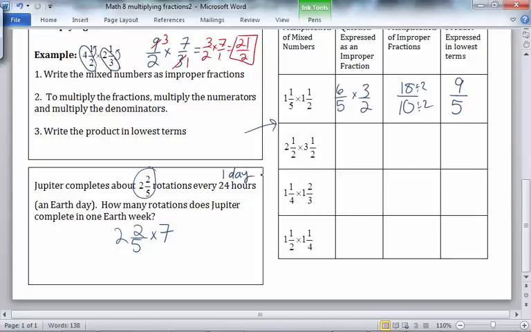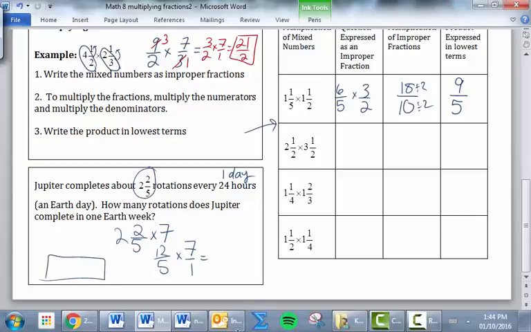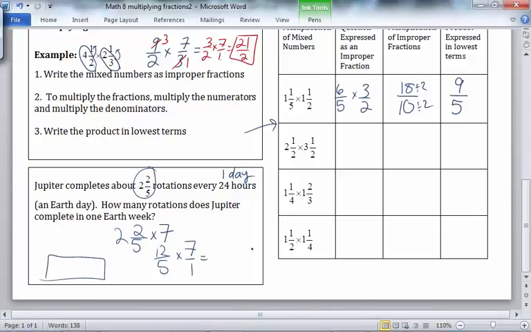All right, so if I'm going to multiply it by 7 days, I've got two things to worry about. I'm going to change that to an improper fraction. So 2 times 5 is 10, plus 2, and then 7 over 1, and then off we go. Okay, so you can finish this question yourself. Don't forget to put units when you're all done. All right, what's your unit? Is it hours? Is it days? Is it rotations? Don't forget your units.